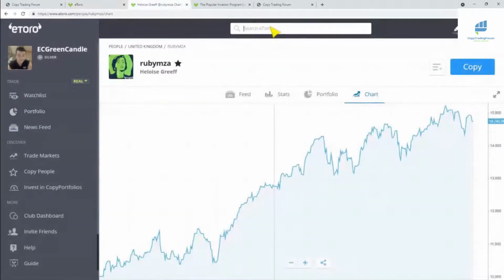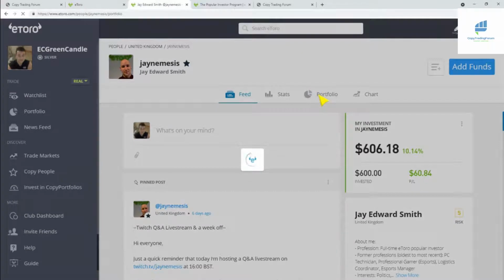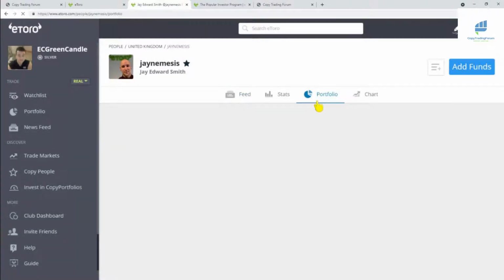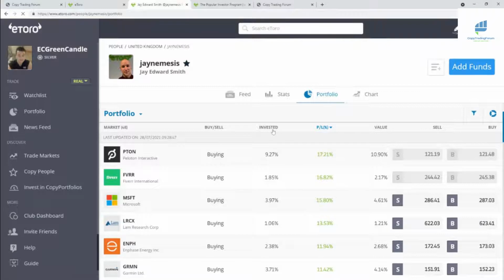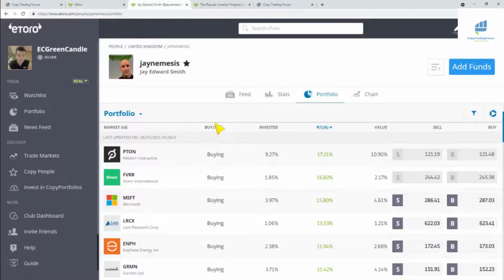And then if you search eToro for J Nemesis, come in here. So this is him. Let's say you're going to search a popular investor. Because I copied him, whatever he does on his account, I will automatically do on my account. Automatically, you don't have to do anything. So if I go to his portfolio, a portfolio is just the basket of stocks that the investor has invested in. If I go to my copy, so I've copied him here, it's exactly what he does.